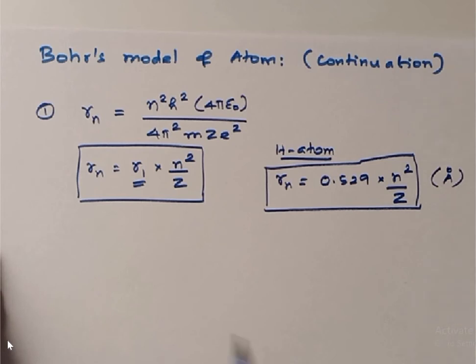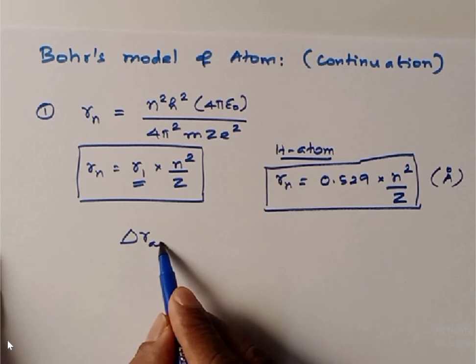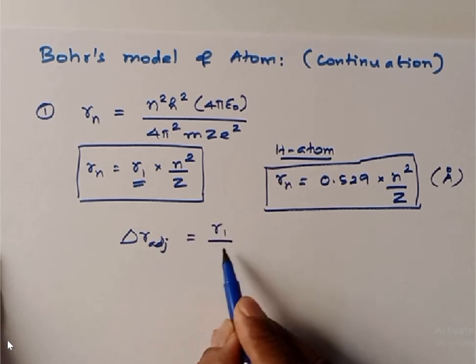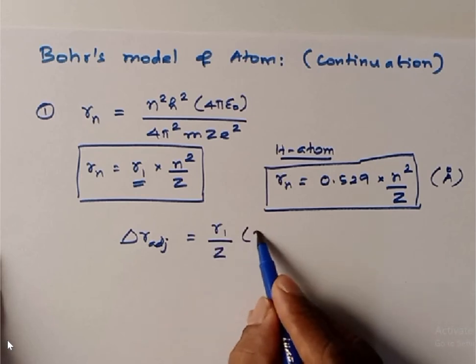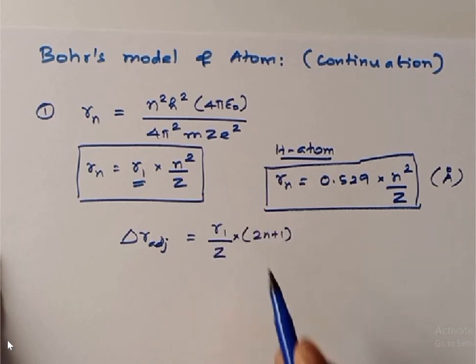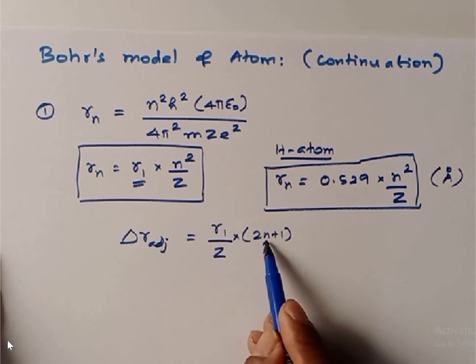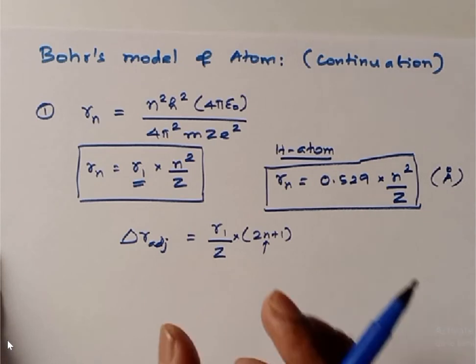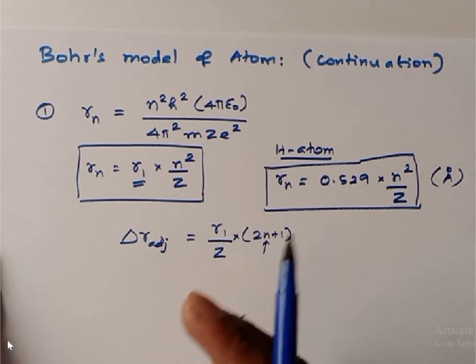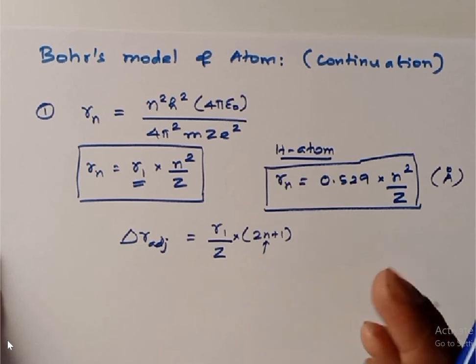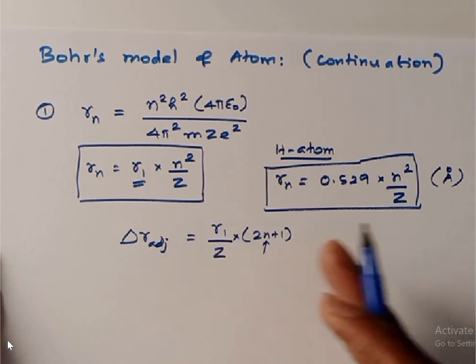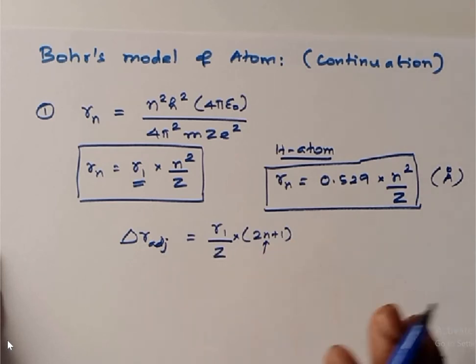Right, and we also found delta R, the gap between adjacent orbits, is equal to the radius of the first orbit divided by z into 2n plus 1. As the orbit number n increases, the gap between adjacent orbits also increases. The gap between the first and second orbit is small, the gap between the second and third is a little larger, and the third and fourth is even larger. So as we move away from the nucleus, the gap between adjacent orbits increases.